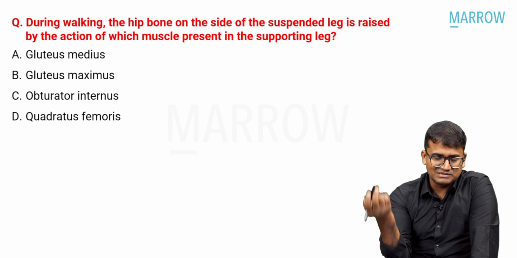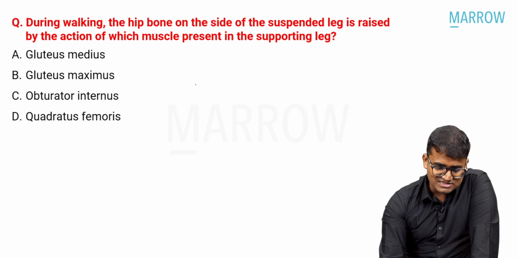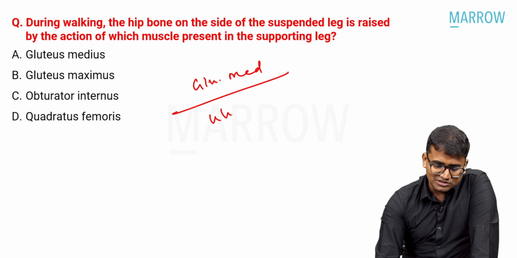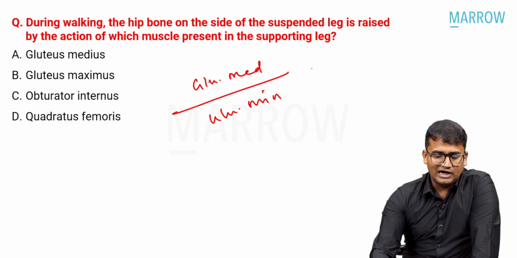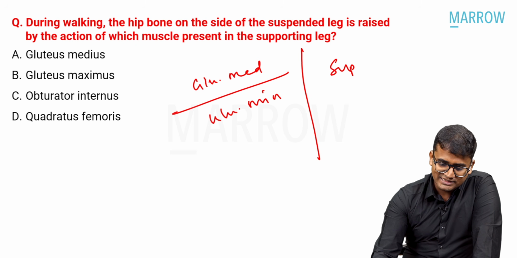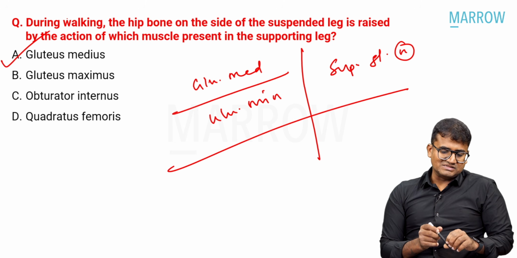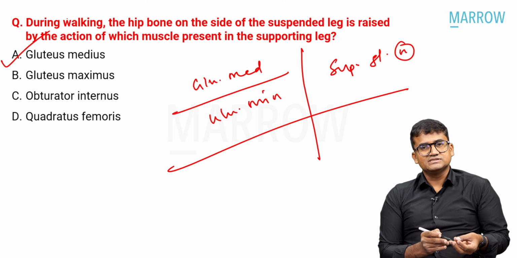Yes, they are asking about the Trendelenburg sign. Now, what is the muscle? Gluteus medius muscle, gluteus minimus muscle, and what is the nerve involved? Superior gluteal nerve. So, what is the answer for this question? Gluteus medius muscle. That is the answer for this question.